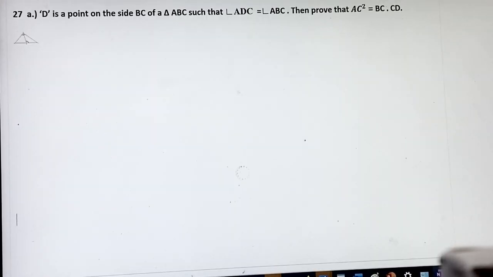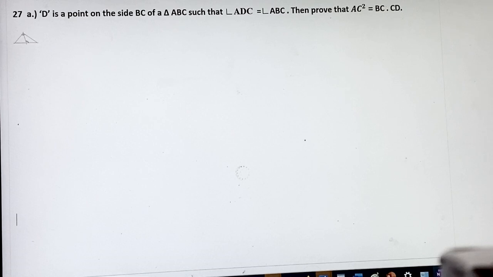Okay, so 27th question. In question 27, we have A or B options, like either we can solve the A question or solve the B question. So I'll be solving 27A. The question is: D is a point on the side BC of a triangle ABC such that angle ADC is equal to angle ABC. Then prove that AC square is equal to BC into CD.